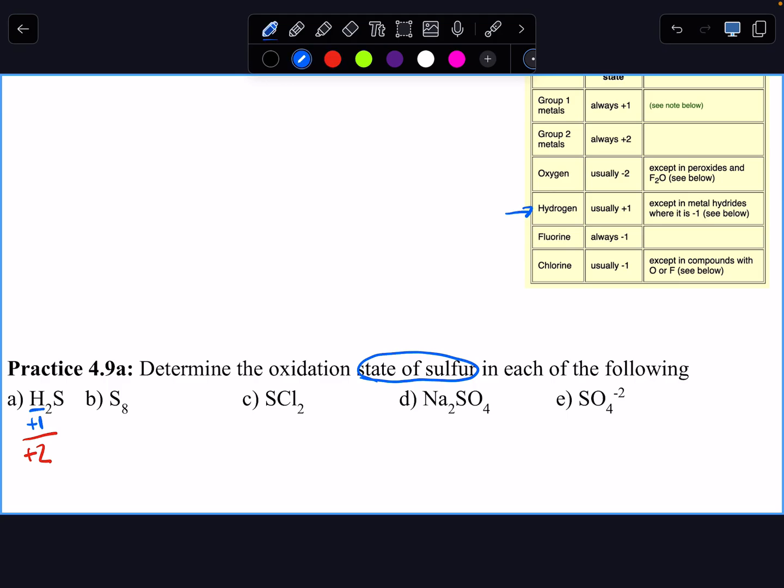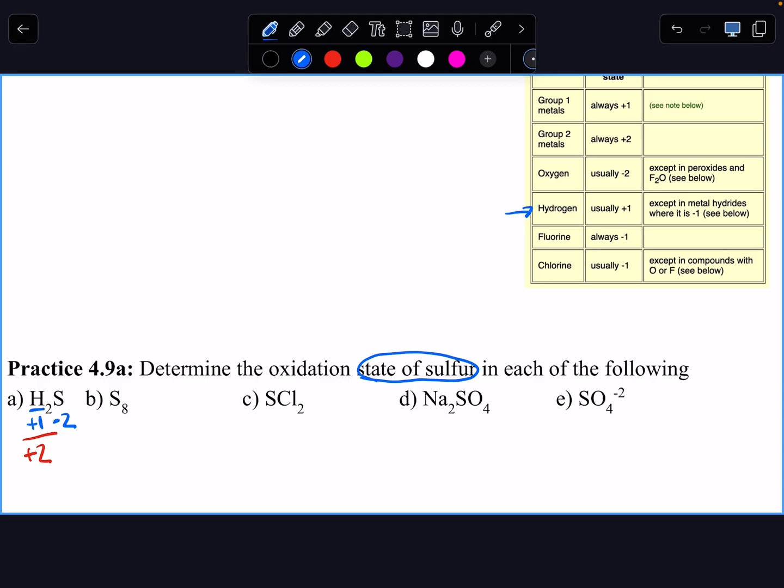Which means this has to add up to 0. The compound has to add up to 0, and so since this is +2 and there's only 1 sulfur, sulfur must be -2. That's your algebra. Questions on that one?